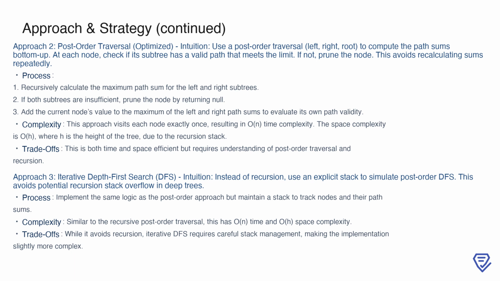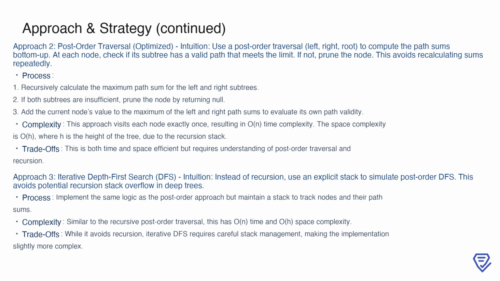A more efficient method is to use a post-order traversal, where we process the left and right subtrees before evaluating the root node. This bottom-up approach avoids redundant calculations by directly reusing the results of subtree evaluations. For each node, we calculate the maximum valid path sum from both subtrees. If both are insufficient, the node is pruned by returning null. Otherwise, the node's value is added to the greater of the two subtree sums to determine its own validity.